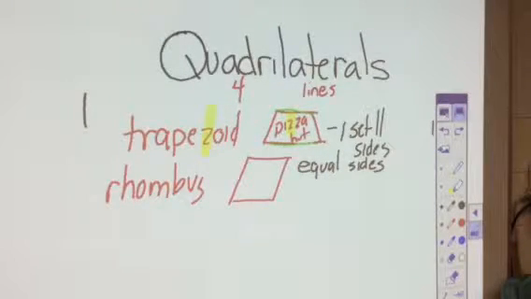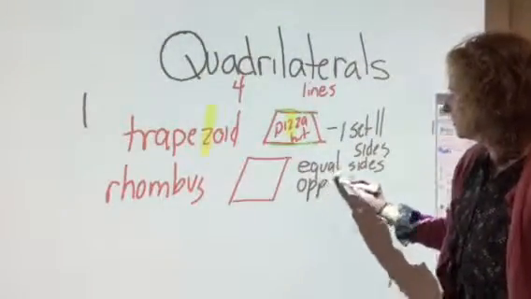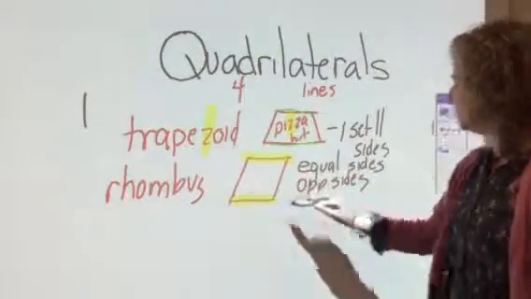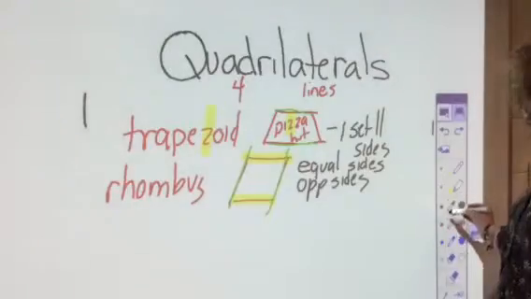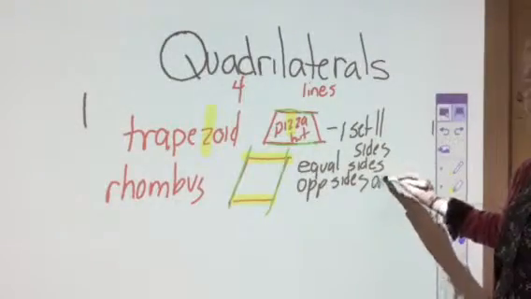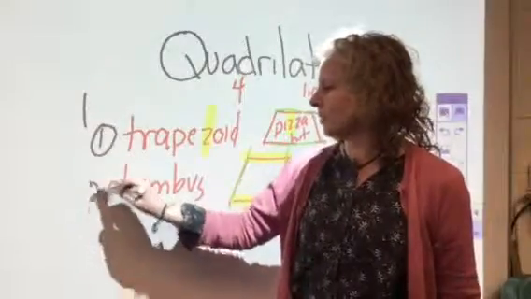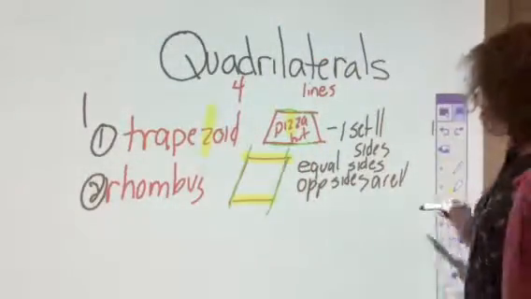Or, how do we say that? It's opposite sides are parallel. So when you look at the opposite sides, we look here and we look here. The opposite sides are parallel. So we've got our trapezoid, we have our rhombus. Those are specific types of quadrilaterals.